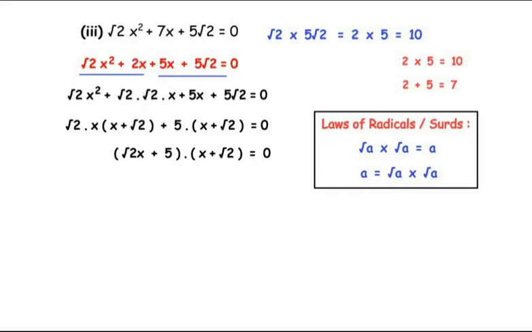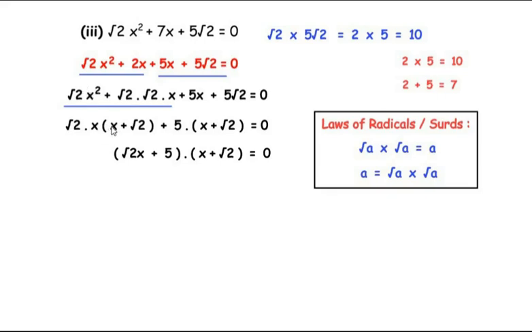So 2 has been written as square root of 2 times square root of 2 times x, plus 5x plus 5 root 2 equal to 0. Now in this first group, we can see that square root of 2 and x is a common factor. So we have pulled out square root of 2 times x and inside the bracket remains 1x stays back from the first term.